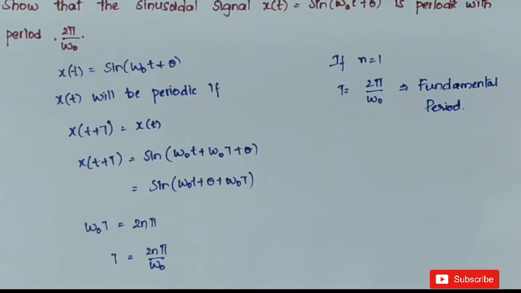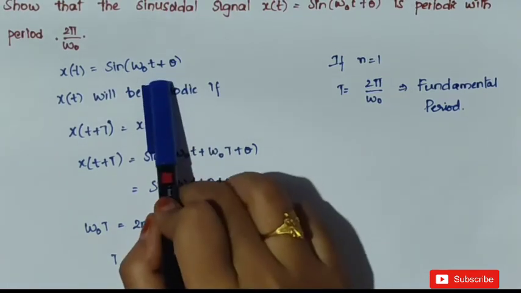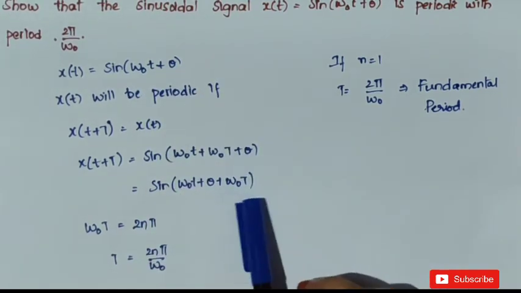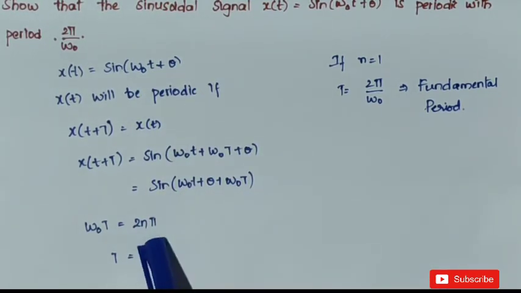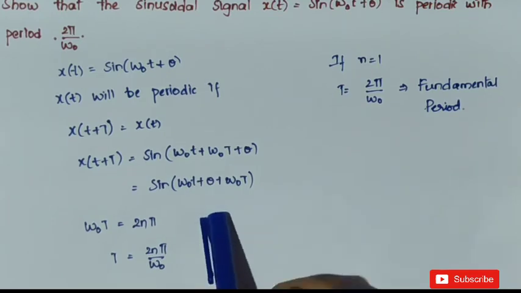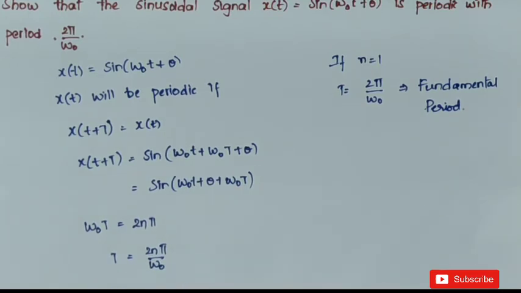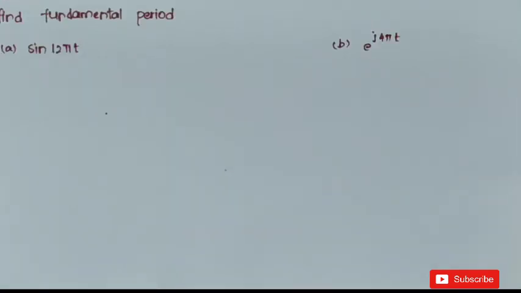We know that sine of omega naught t plus theta is equal to x of t. This value should be equal to this value, so omega naught capital T must be equal to 2n pi. Then only these two are equal. So T is equal to 2n pi by omega naught. If they are periodic, then we need to find out the fundamental period.